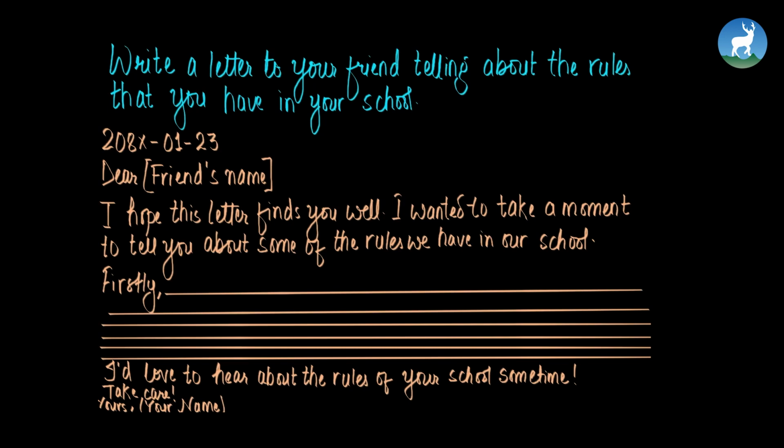So kids, here's an assignment for you all. Write a letter to your friend telling about the rules that you have in your school. So, to begin, write down the date. Dear, write down your friend's name and start with the given skeleton and fill in the vacant part with all the rules that you would like to share about your school, and end by writing your name as given in the provided skeleton. I'm sure you will be able to do it taking help of those rules that we had prepared just a while ago.